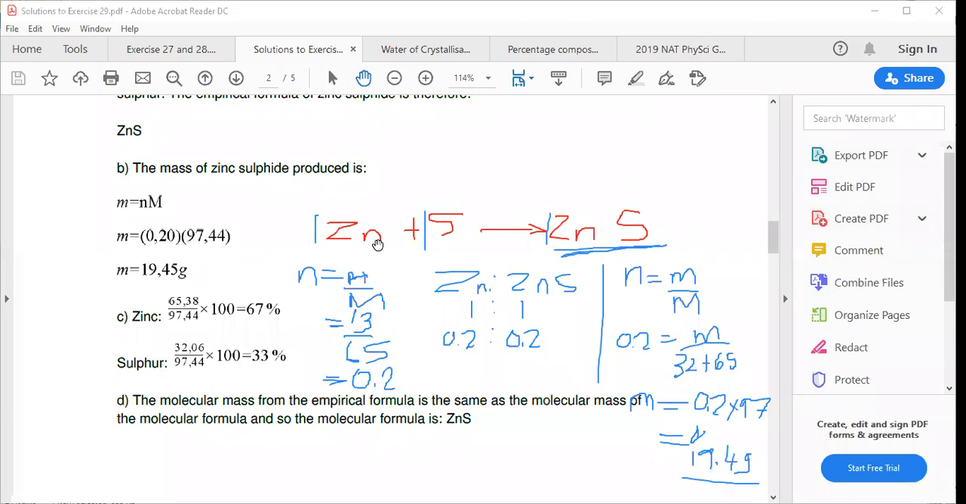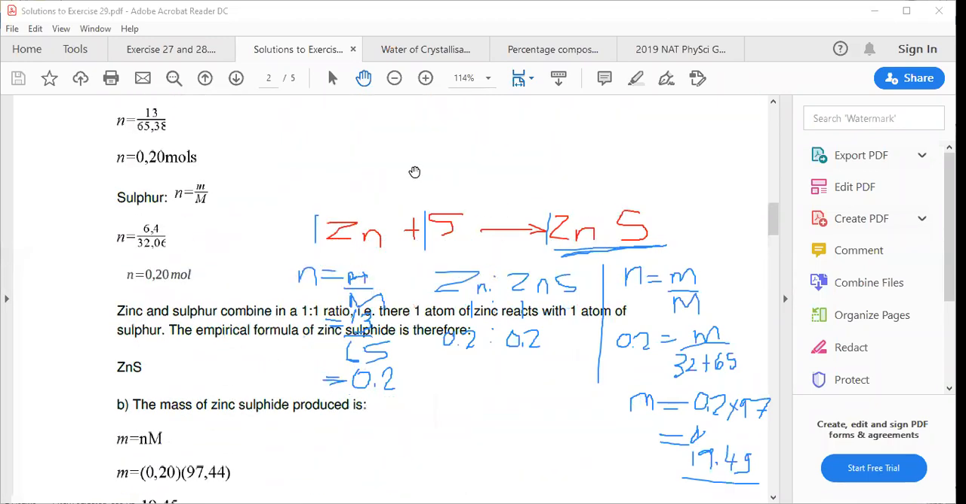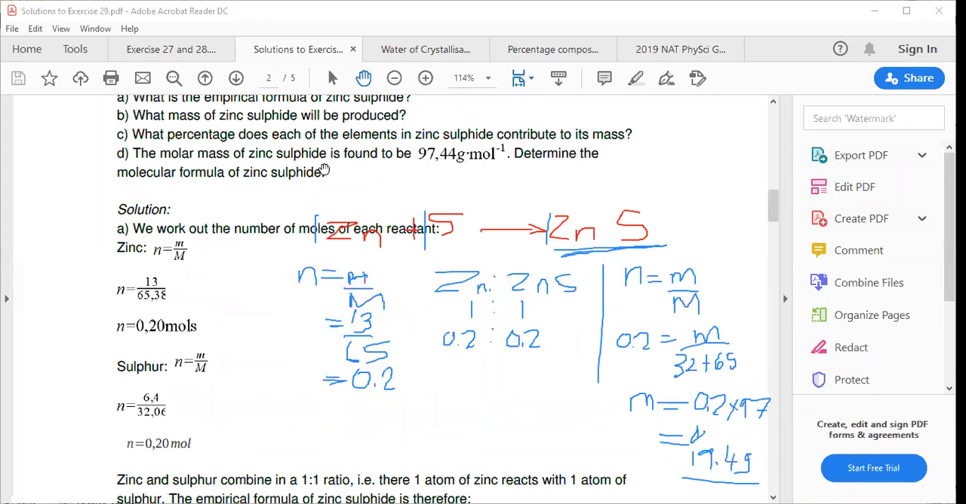Right, we'll move on to the next one. The next question. What does it say? It says the molar mass of zinc sulfide is found to be 97.44 grams per mole. Determine the molecular formula for zinc sulfide. Right, I'm just going to highlight here.